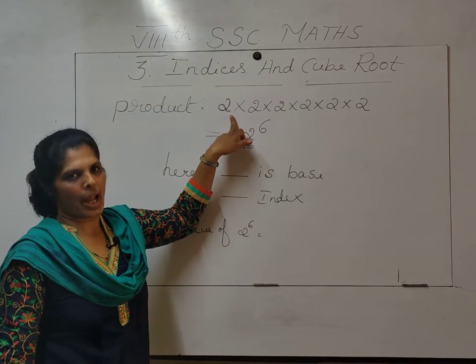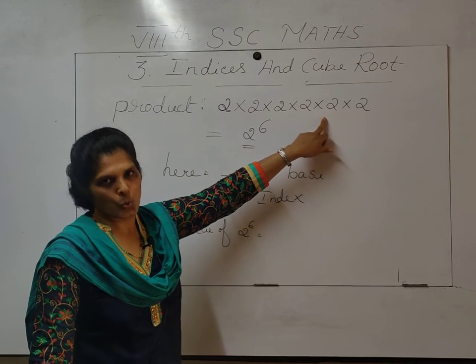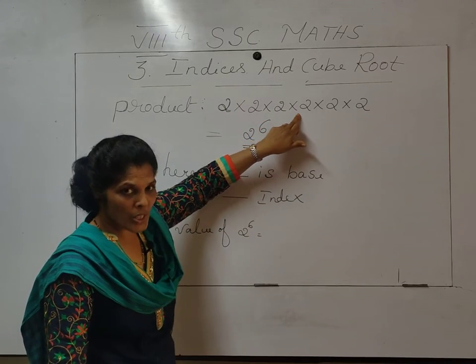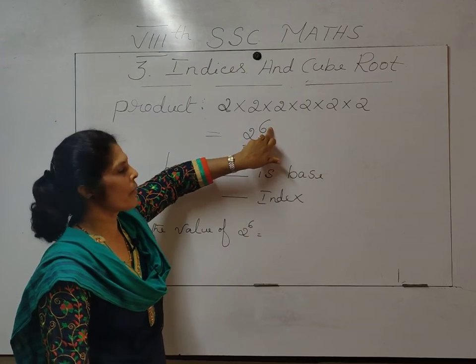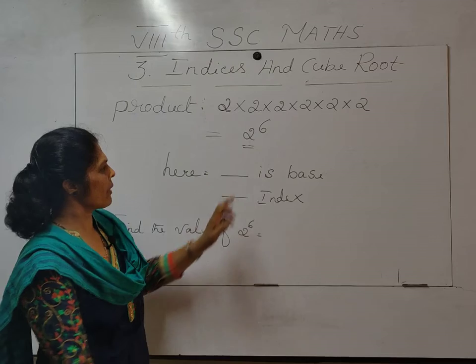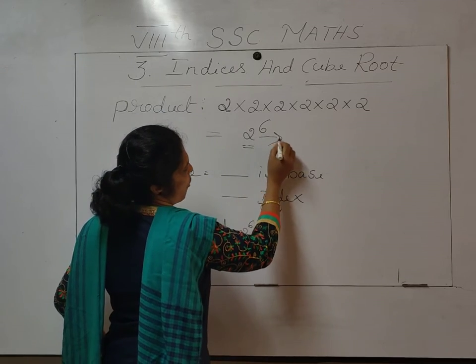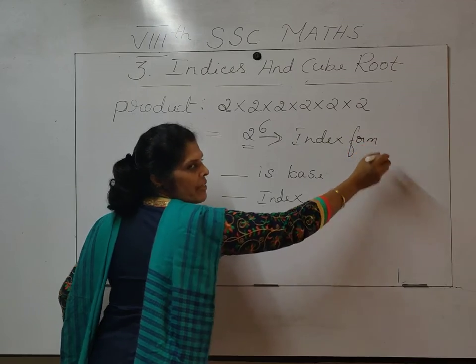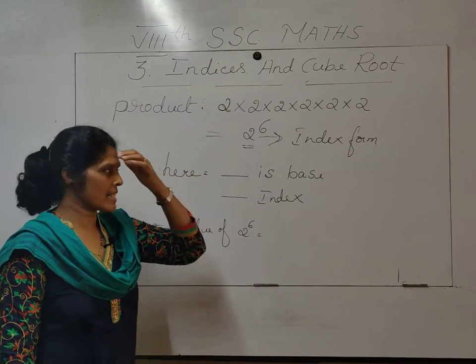Here for example I'll give six 2's. Now how many 2's are there? 6 means 2 to the power 6. कितना 2 है? 6 2 है. This is called index form. This you already studied in 7th standard in the indices lesson.